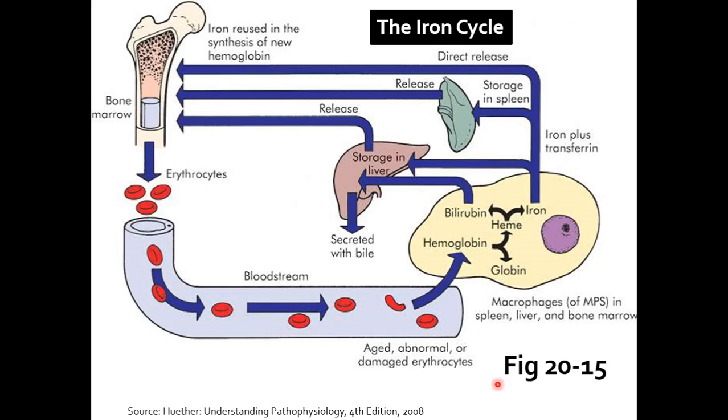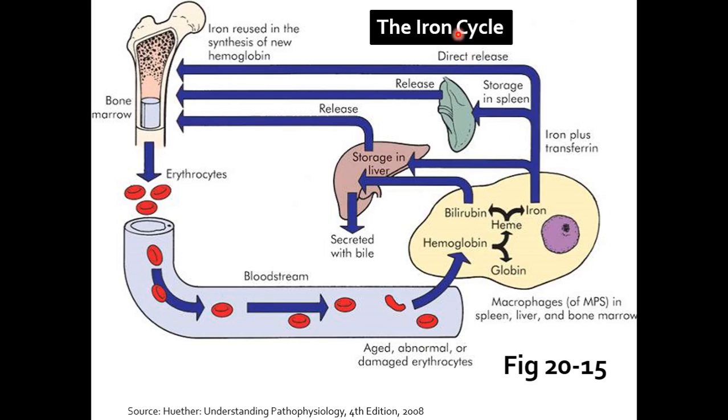Okay, so this is figure 20-15 in the book, and this is the iron cycle. So let's start at the beginning. Red blood cells are made in the bone marrow, and when they're mature, they'll go out to the bloodstream and do their job for about 120 days, and then they get recycled. So macrophages of the MPS in the spleen or the liver will break down those red blood cells.